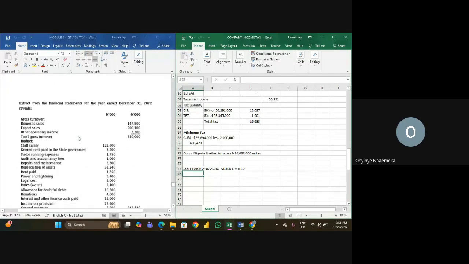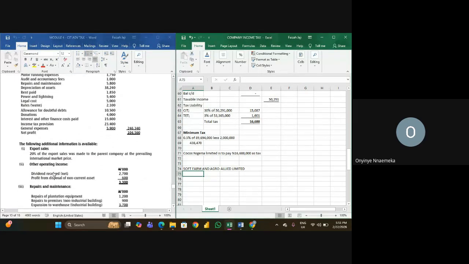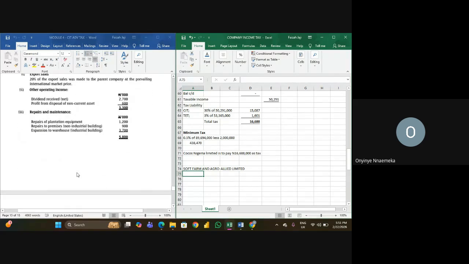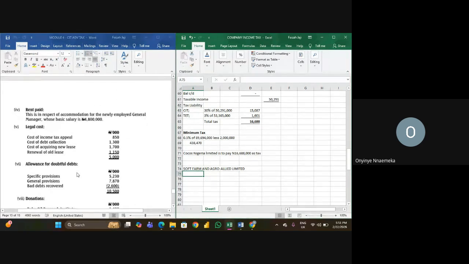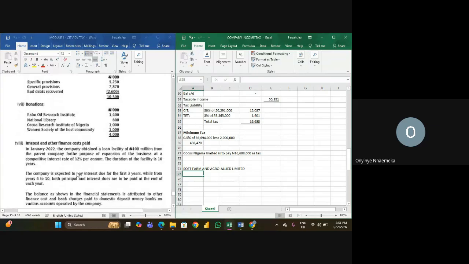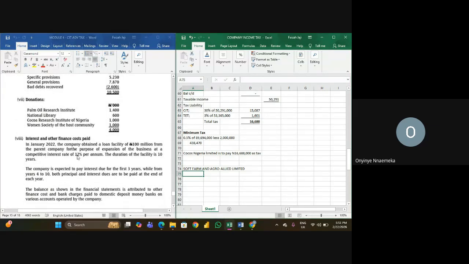Also, we have the financial statement for 31st December 2022: domestic sales, export sales, other operating income, and so on. We have all of these things. We will come back to them, by God's grace. So, export sales, other income, repairs and maintenance, rent paid, and so on. Then we have information on the interest and other finance costs.